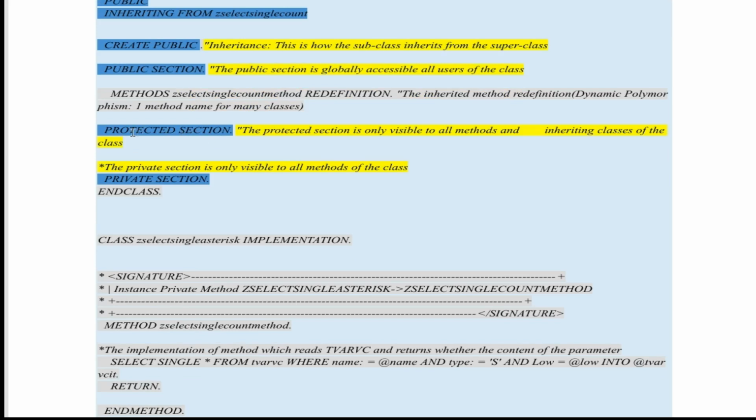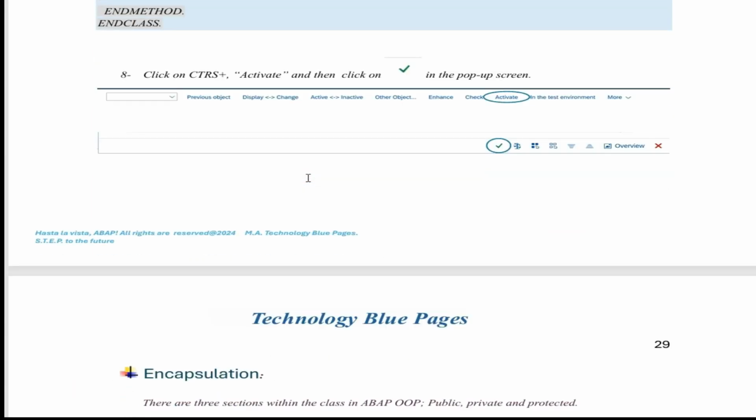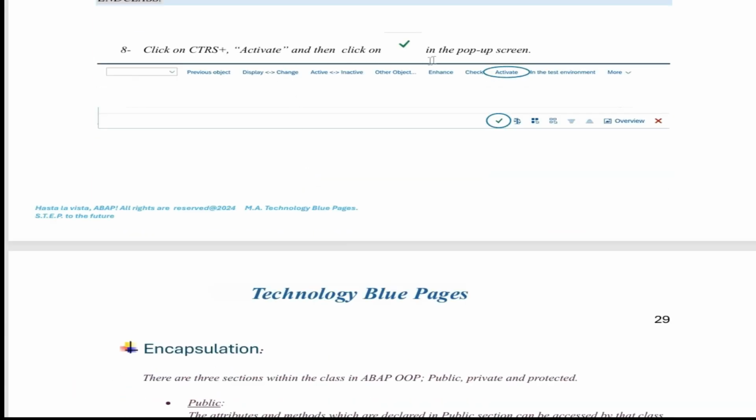The protected section will be visible for all methods and inheriting classes within this class. Private is only visible to all methods of the class, but will not be visible for the inheriting classes. Then we save and activate.